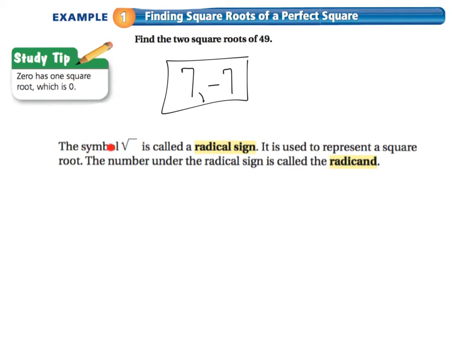Now this symbol is a square root. It's called the radical sign. It is used to represent a square root. The number underneath the radical sign is called the radicand.